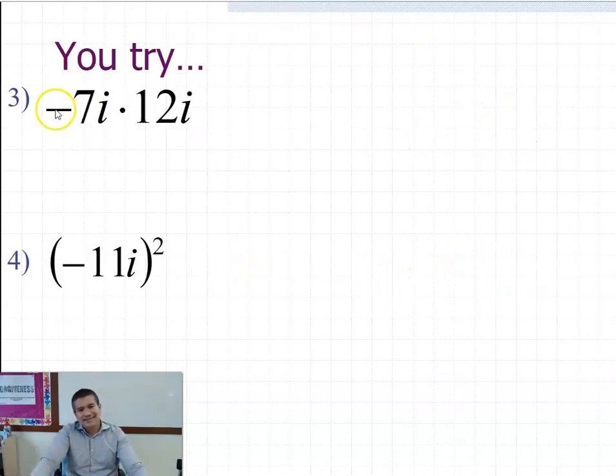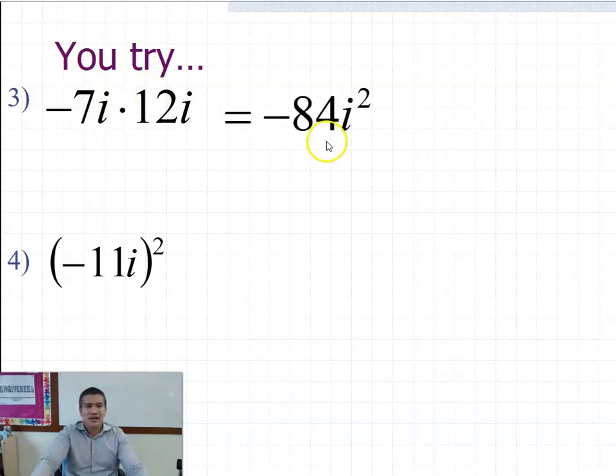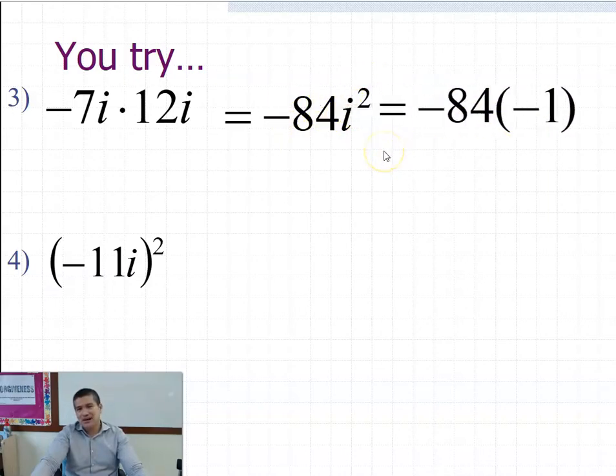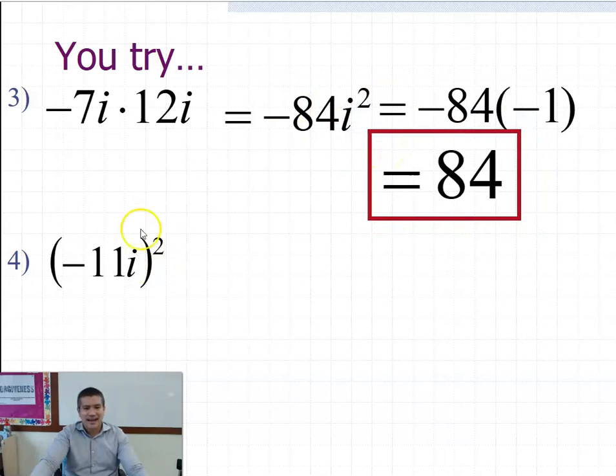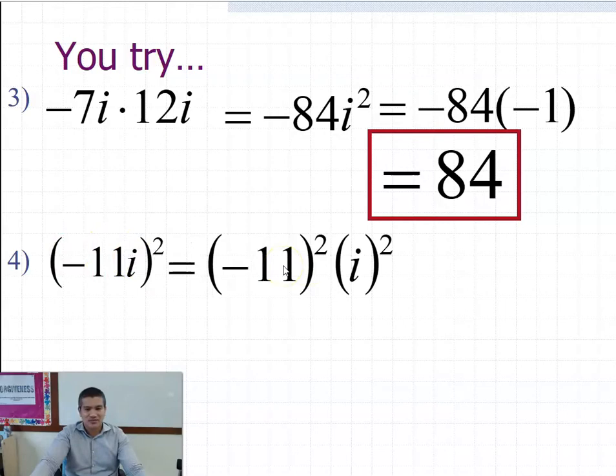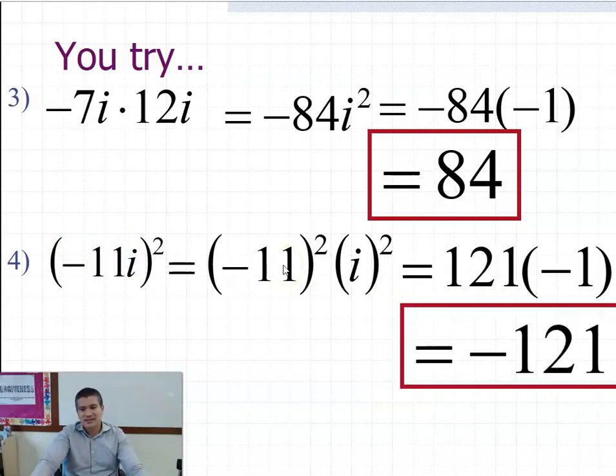Next, negative 7i times 12i. So negative times positive will give you negative. So therefore, that is equal to negative 84, and then i squared again is negative 1. So negative times negative becomes a positive result. Therefore, you will have now positive 84 times... negative 121. Okay?